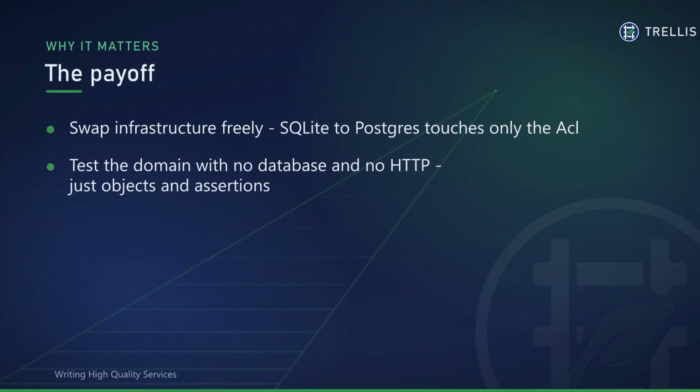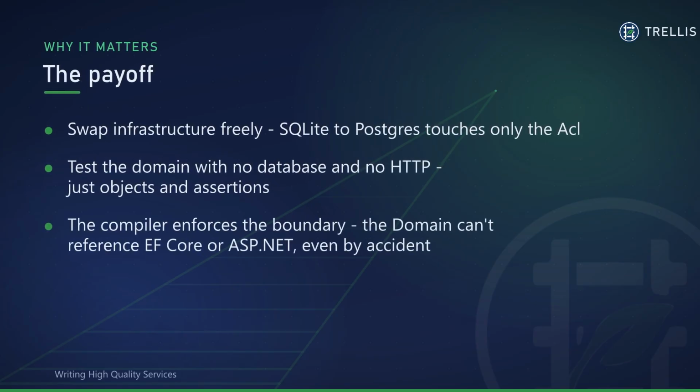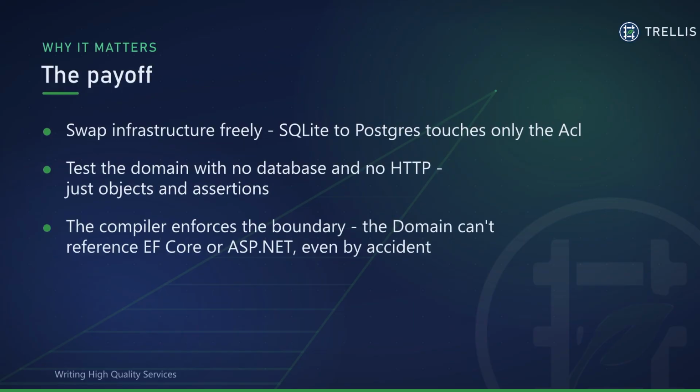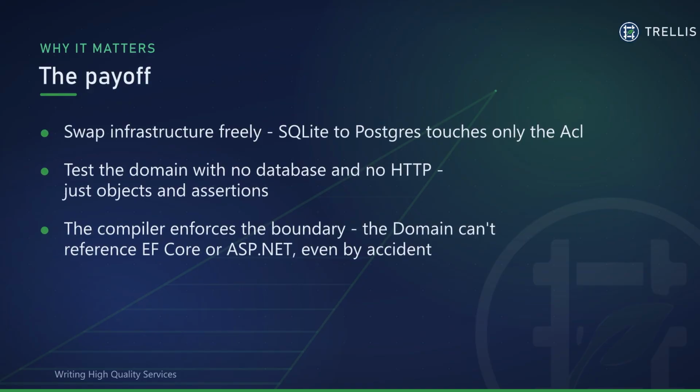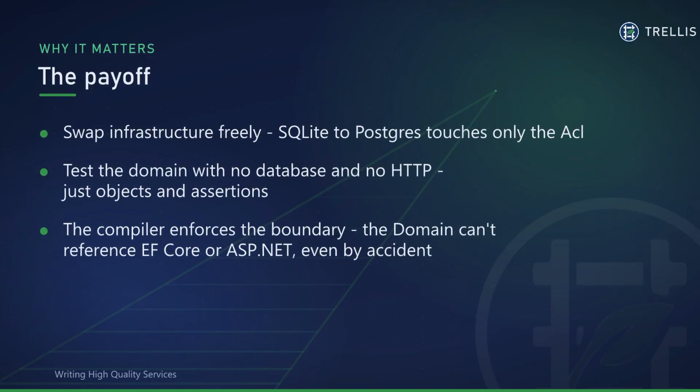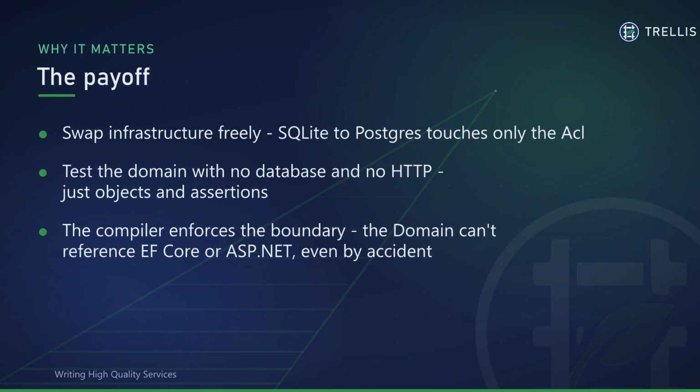And three, the one that's pure Trellis: the compiler enforces the boundary. The domain project doesn't reference ASP.NET or Entity Framework at runtime. So a teammate, or an AI, physically cannot call the database from inside your domain model. The architecture isn't a diagram on a wiki that slowly rots. It's the project graph, checked on every single build.